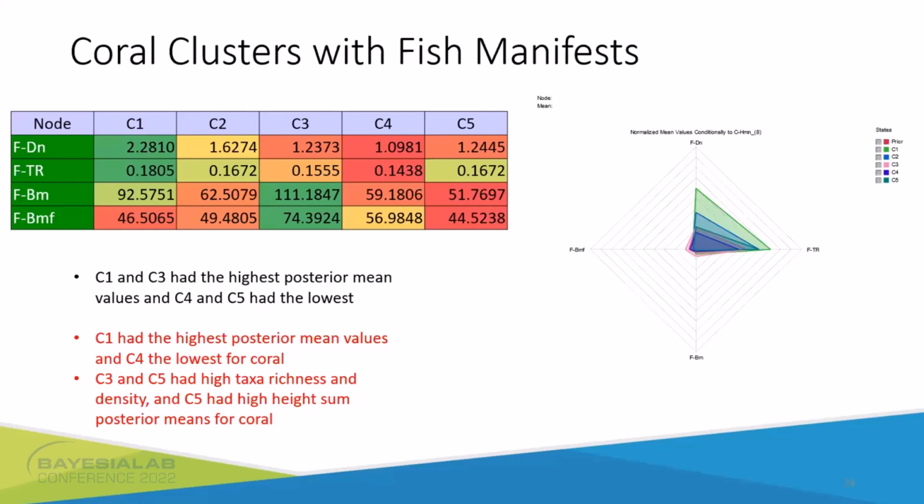And if we go back to the coral reef network, C1 had the highest posterior mean values for the coral reefs. So that was the one that had the large branching colonies, and that's associated with high fish density and taxa richness. C4, coral cluster 4, had the lowest posterior mean values for coral, and we can see it's associated with some of the lower values for fish. And C3 and C5 had high taxon richness and density for coral, and C5 had the high height sum posterior mean values for coral. So C3 had some moderate values, and it's associated with the biomass.